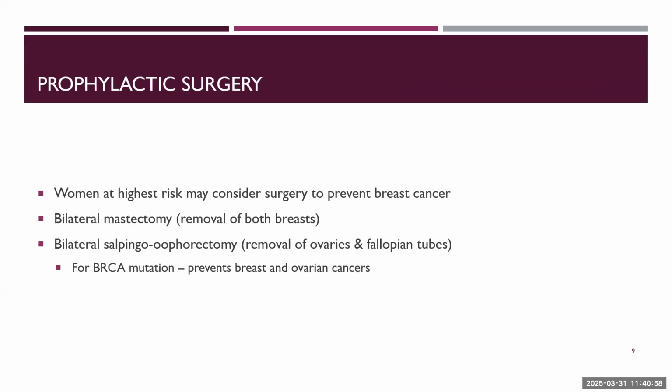For prophylactic surgery, this might be considered for patients at highest risk. Specifically, we might see this more in the BRCA1 and BRCA2 mutated patients, since they have such a high risk for developing breast cancer. You can do a bilateral mastectomy, which is removal of both breasts, and also do a bilateral salpingo-oophorectomy, which is removal of the ovaries and the fallopian tubes. For BRCA mutation, this prevents both breast cancer and ovarian cancer, because if they are BRCA1 and 2 positive, that puts them at increased risk for not only breast cancer, but ovarian cancer and other types of cancers as well.